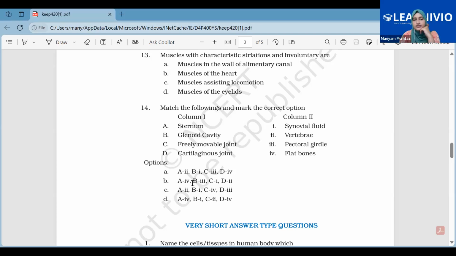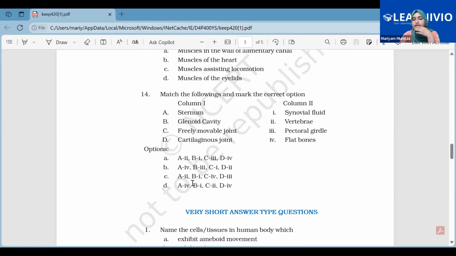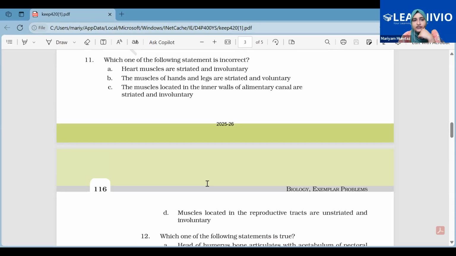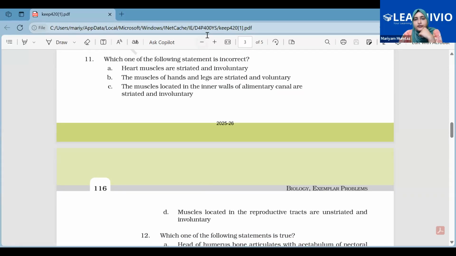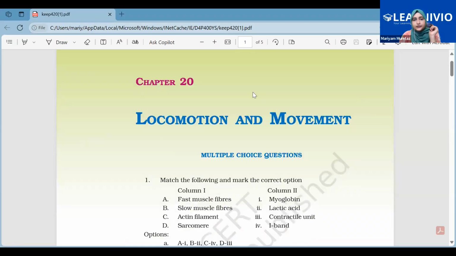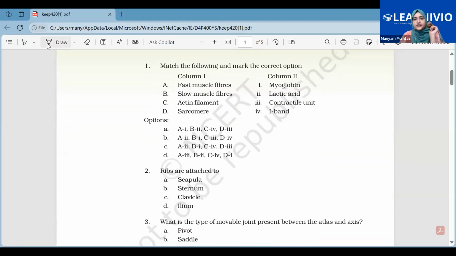All right. Okay, students, done till here? Any doubts? Ma'am, the 11th one. The 11th one you have a doubt in. Which one of the following statements? Okay, let's discuss from the beginning. We'll see one by one. Okay, what is the answer for the first question?